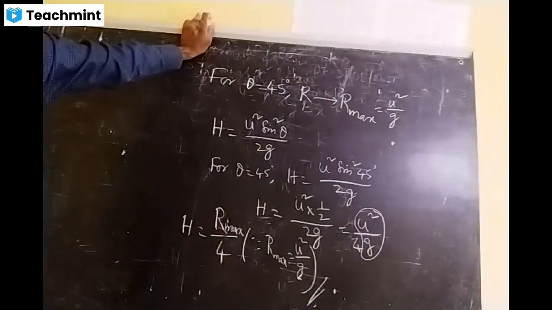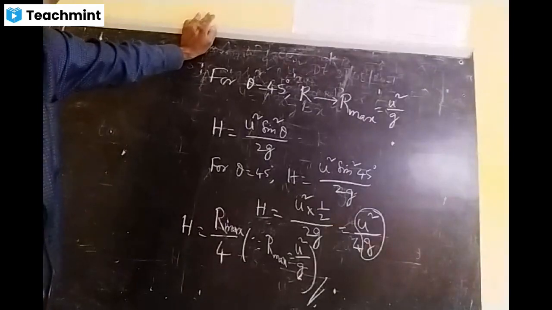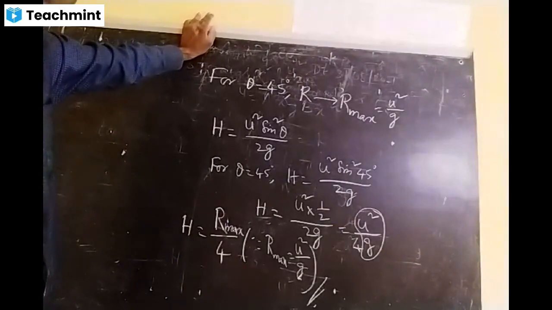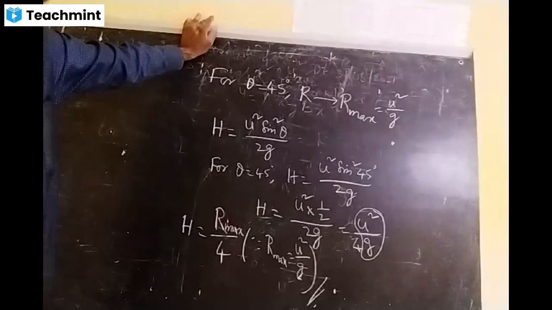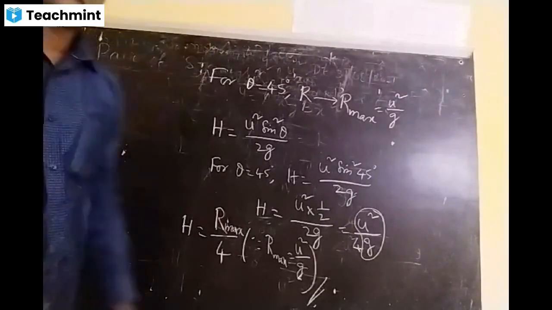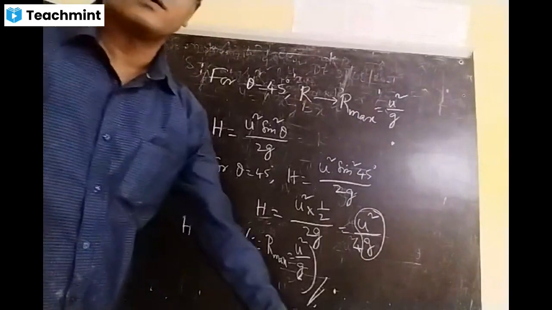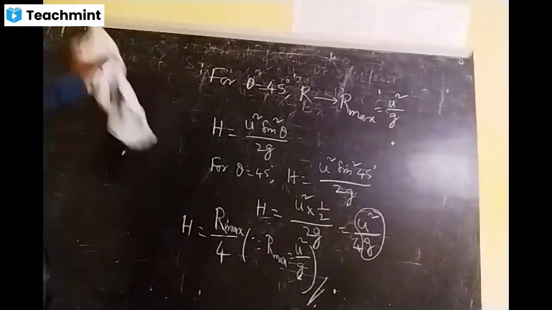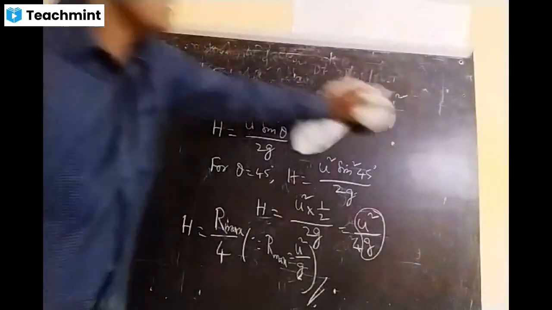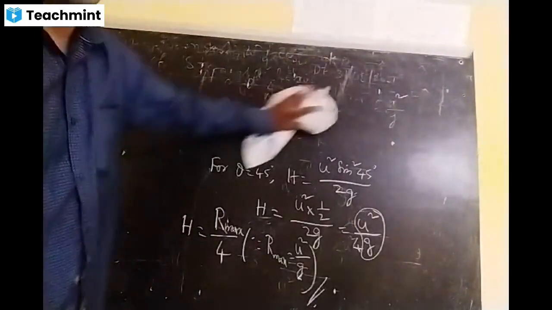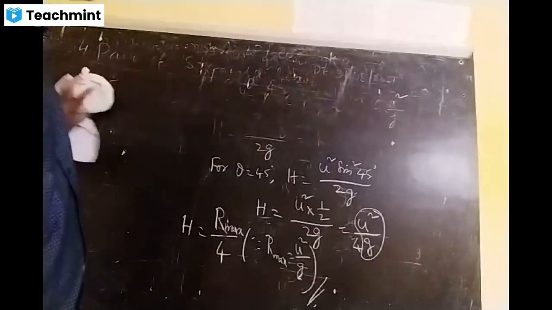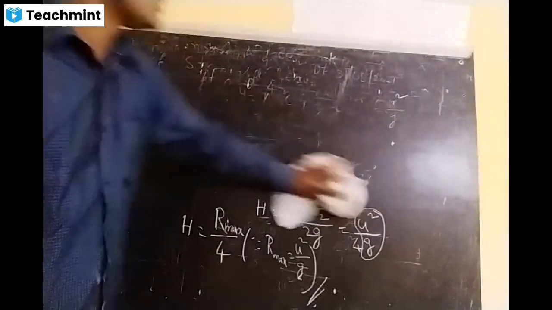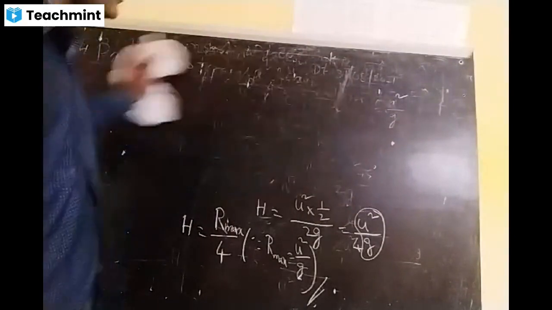Okay, so this is one application. Now, if I don't give the value of theta as 45 degrees, and I ask you the relation between range and maximum height, what should be the answer? Let us see.